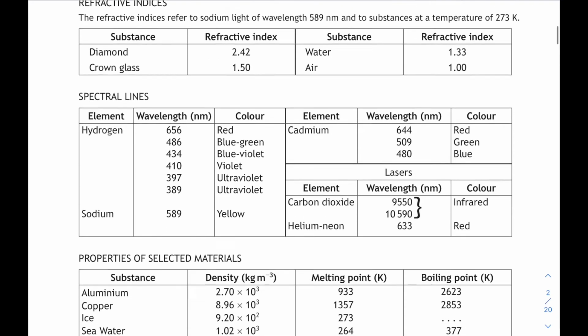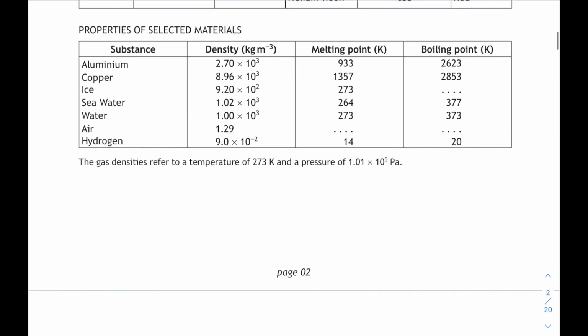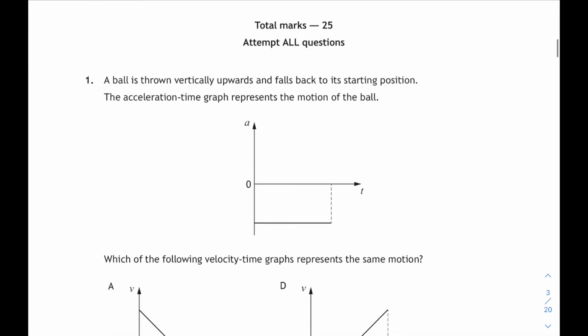Page 2 always contains the data sheet. That's some of the numbers that we might need as we work our way through the question. So first section then is our dynamic universe, usually the first 10 questions or so. Let's jump straight in with question 1.